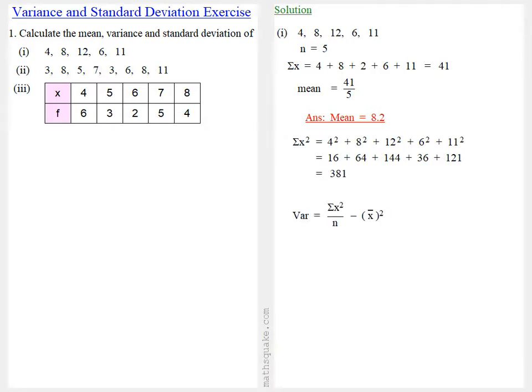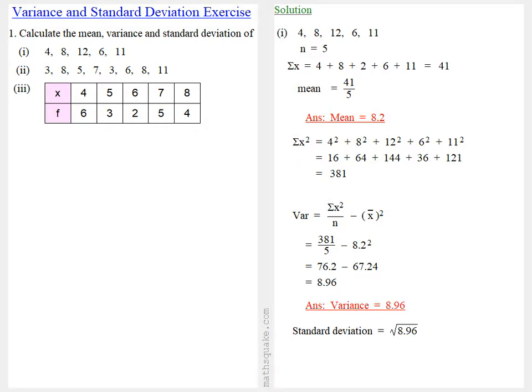Now the variance is sigma x squared over n minus the mean squared. So it's 381 over 5 minus 8.2 squared, which is 76.2 minus 67.24, which is 8.96. So the variance is 8.96.